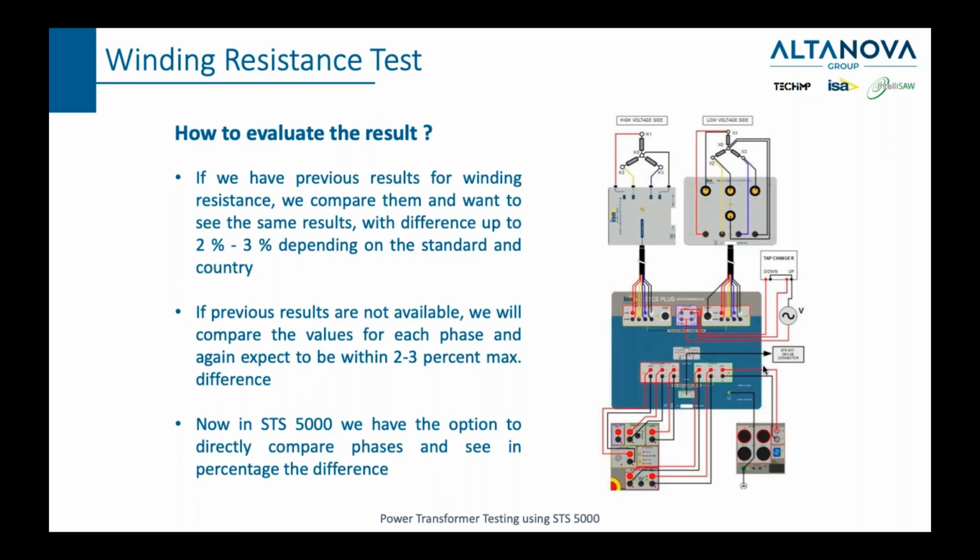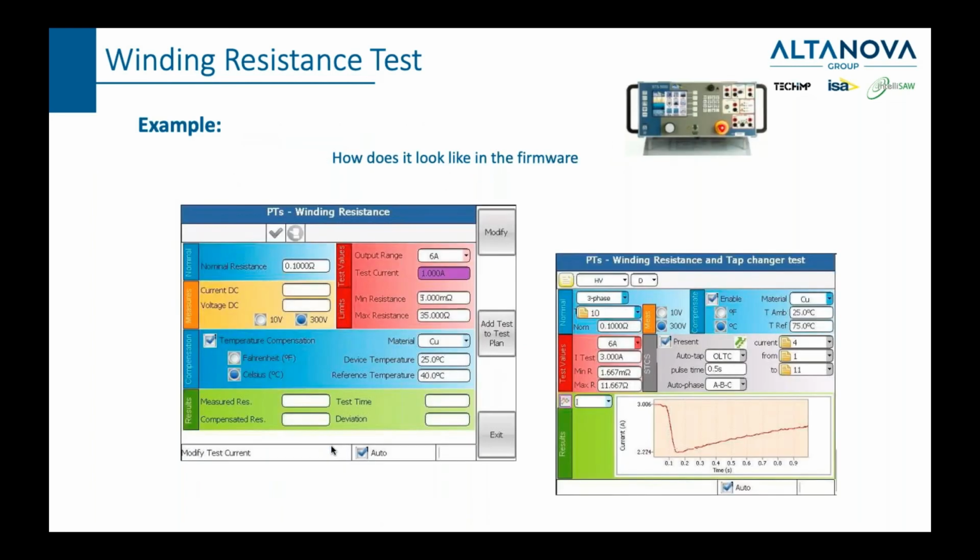If we don't have the original results, what we need to do is compare values between phases. They need to have the same value. Again, if the difference between phases is bigger than 3%, in some cases 2%, then we know that we have some issues with that transformer. The new thing in STS, which we didn't have before, is that you can press a button and see the percentage difference between phases. So this is a new thing we've done.